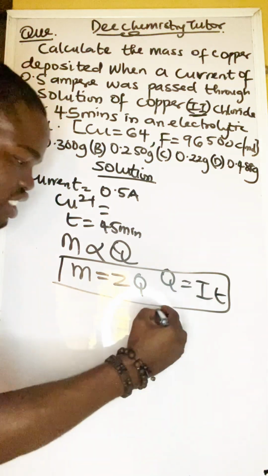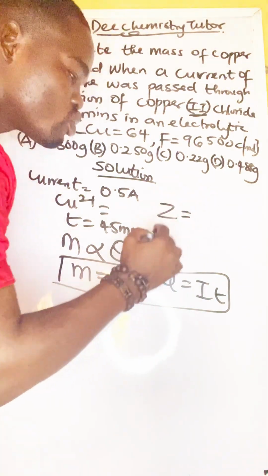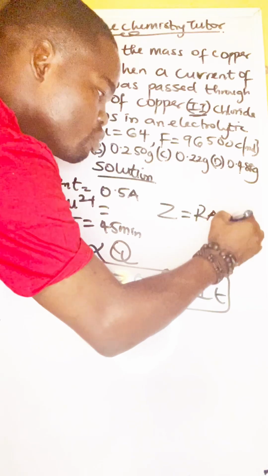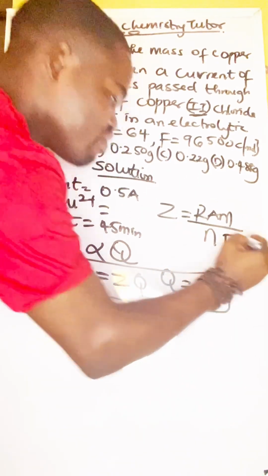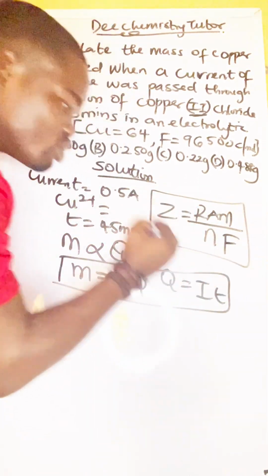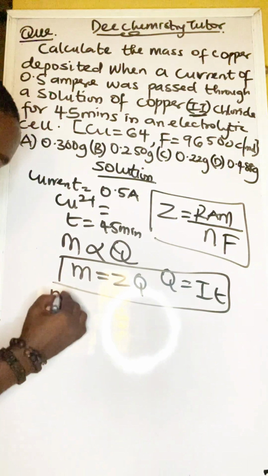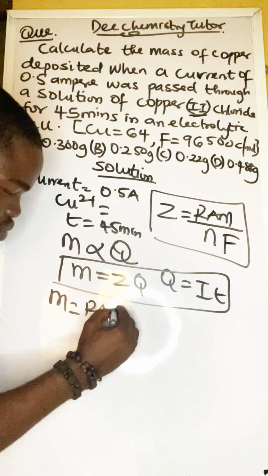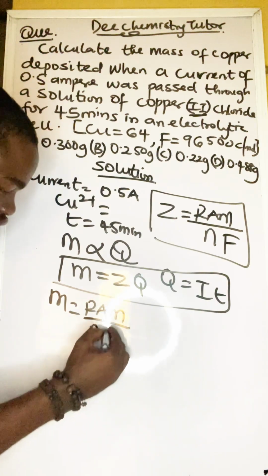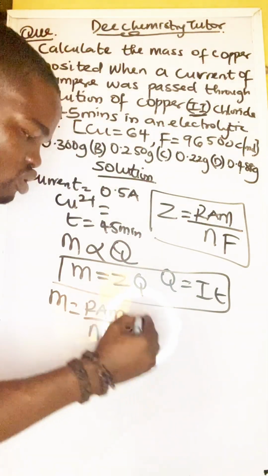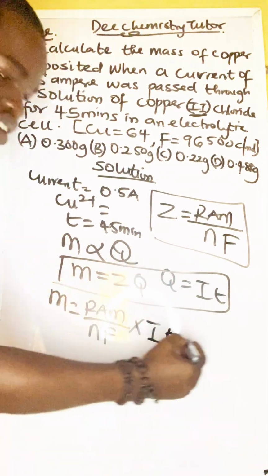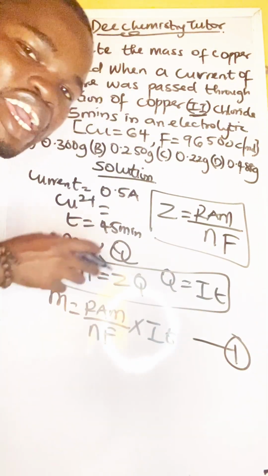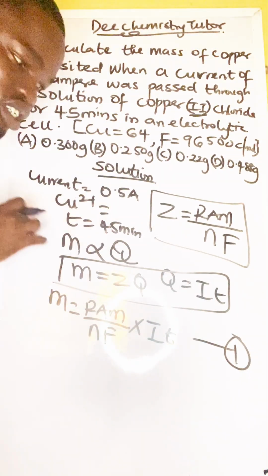But we have to know that Z itself is equal to RAM over NF. If you know this, you are good to go. Now let's go. That means M equals Z, which is RAM over NF, times Q, which is I times T. If you know this, you can solve any first law questions on electrolysis.